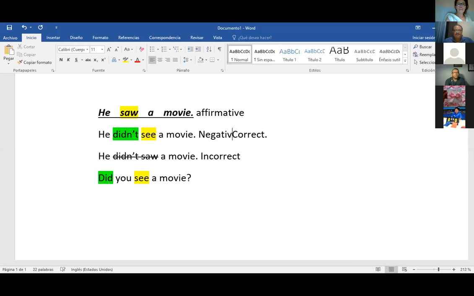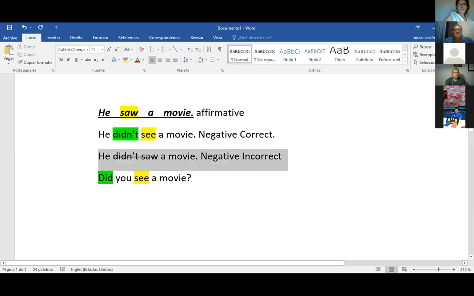This is negative. It's negative. Incorrect, okay? This one, you don't use it. So the correct form is this, this, and this. Okay. So when cuando se usa el did, verbo auxiliar, el verbo principal vuelve a su forma original, right? He didn't see, did you see? Okay, don't forget this.